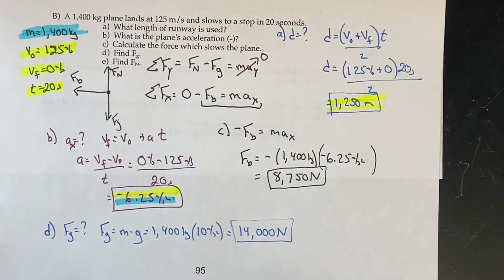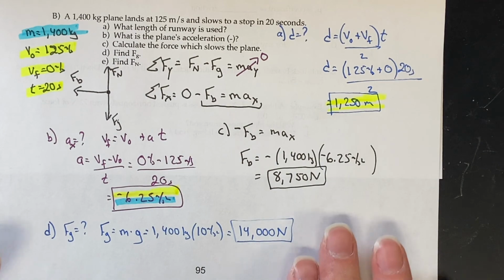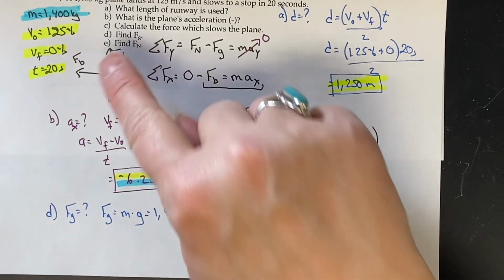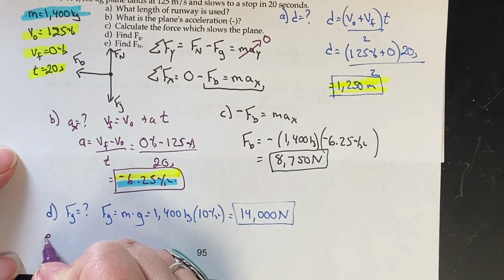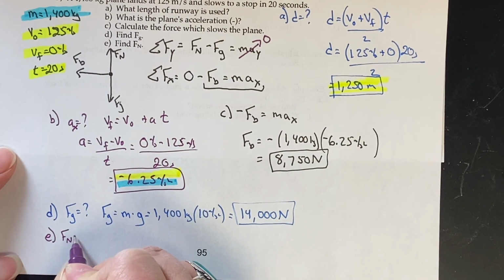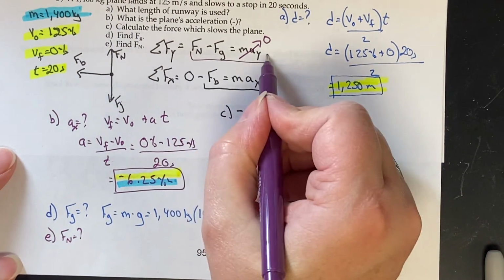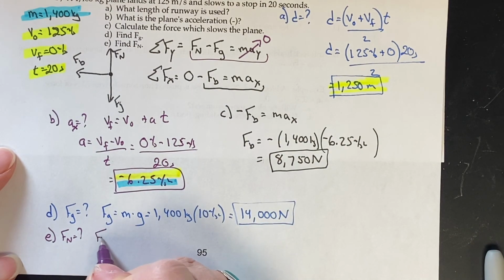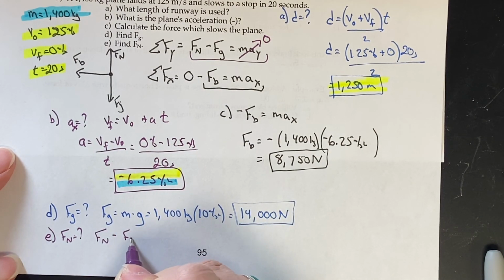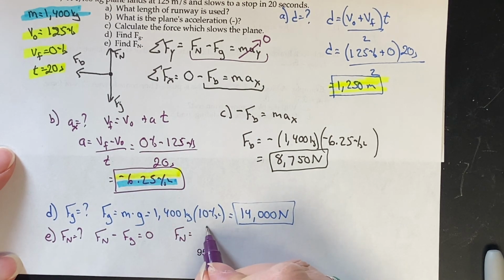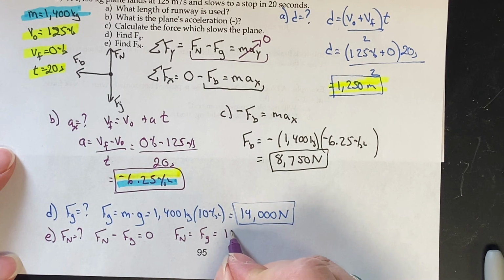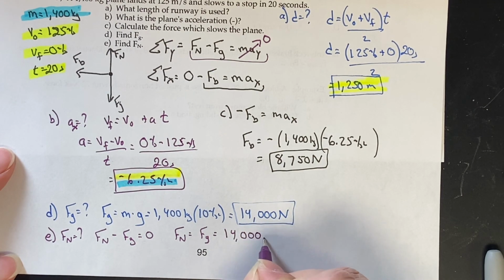And then finally, part E, find the normal force acting on this plane. So what's the support force that the ground is providing to this plane? So normal force is my unknown. I have an equation up here that I can use. I know that the normal force minus the force of gravity is equal to 0. So the normal force is equal in magnitude and opposite in direction of the weight. So that would be also 14,000 newtons.